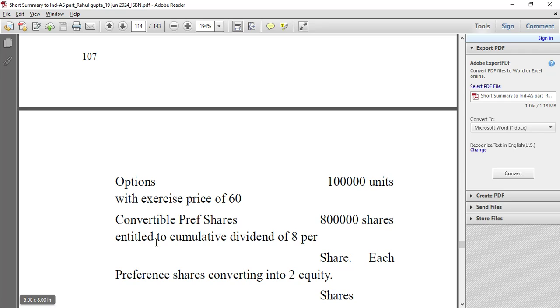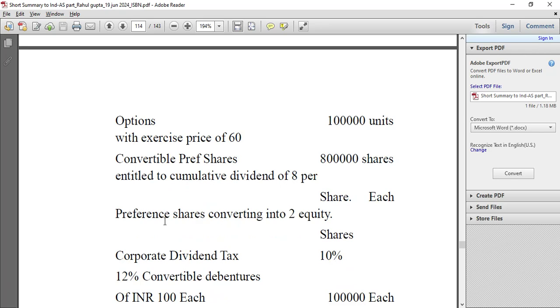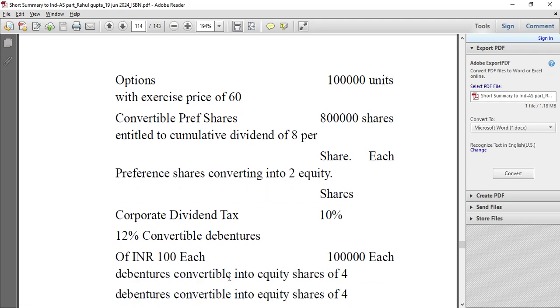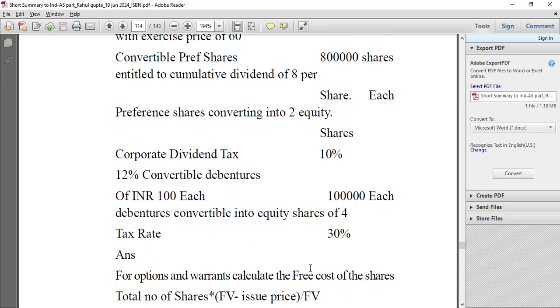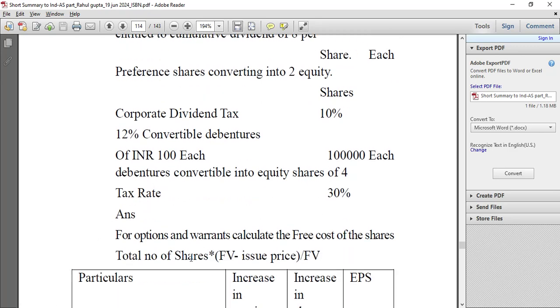Convertible preference shares are entitled to cumulative dividend of 8 per share. Preference shares converting into two equity shares. Corporate dividend tax 10%. 12% convertible debentures of rupees 100 each, 1 lakh. Debentures convertible into equity shares of rupees 4. Tax rate 30%.